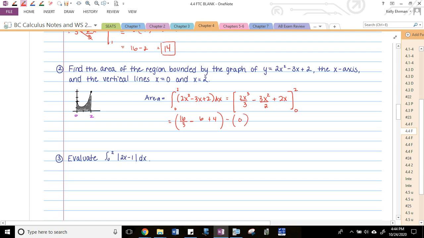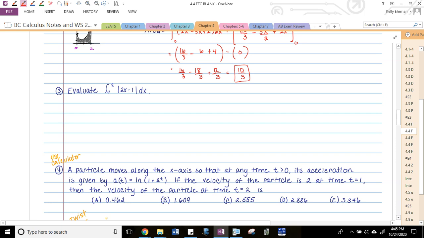It's worth checking that, just a quick check, because if there were some constant term, I'd have to remember that it's not minus 0, it's minus 2 or whatever. So this is 16 thirds minus 18 thirds plus 12 thirds. So negative 2 thirds plus 12 thirds is positive 10 thirds. And we can see in the graph, we should have had a positive answer because this whole graph is above the x-axis.